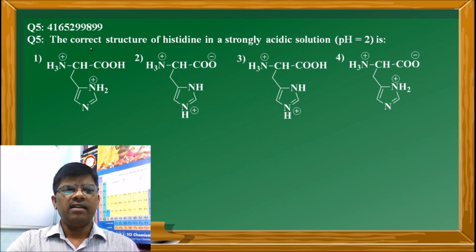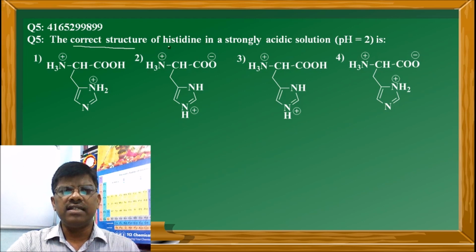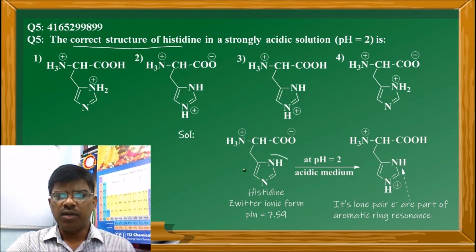Next, question number 5. The correct structure of histidine in a strongly acidic solution, that is pH equal to 2, is what they are asking. What happens to the histidine in a strongly acidic solution? Dear friends, we know the structure of histidine. This is the histidine. It is in a zwitterionic form. Amino acids are in zwitterionic form. What is a zwitterion? Yes friends, this acid loses an H plus ion and this amine takes up an H plus ion to form a plus charge and this acid takes a minus charge. And one more thing, histidine has an imidazole. This is the imidazole molecule.